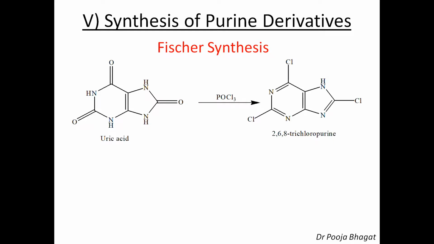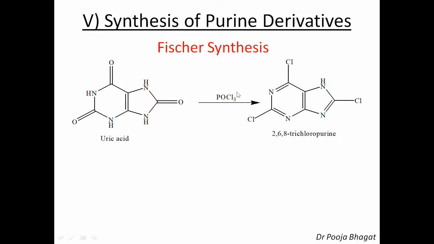Now, Fischer synthesis. This is a very important synthesis to prepare the purine derivatives, and the advantage of this method is that using this method you can synthesize any type of purine derivatives. So what is the reaction? We are starting with uric acid. Later on I will tell you how we can synthesize uric acid by using Fischer synthesis. In all the cases, the starting material in Fischer synthesis is uric acid.